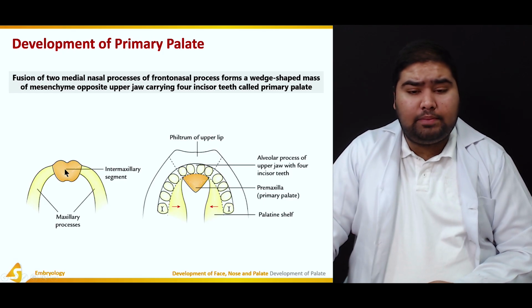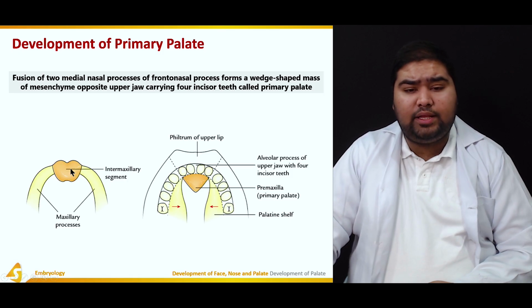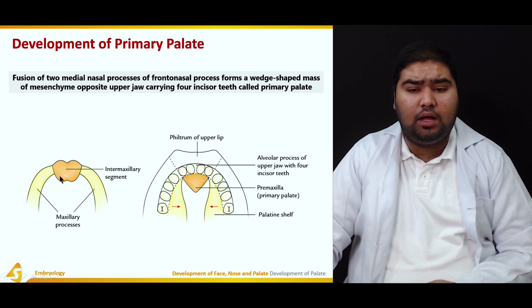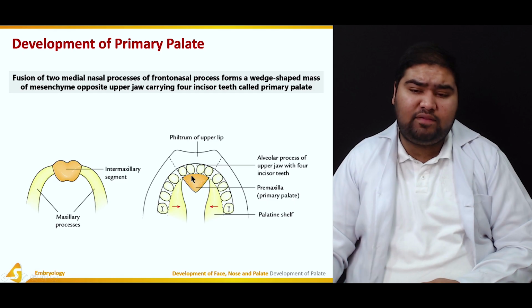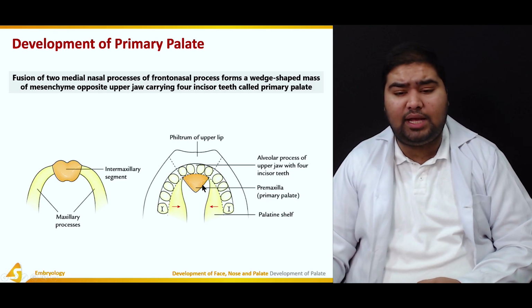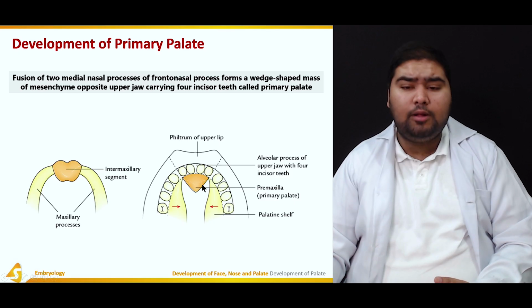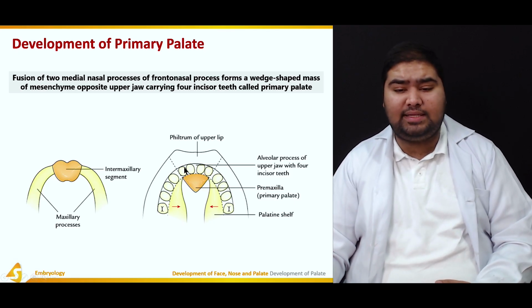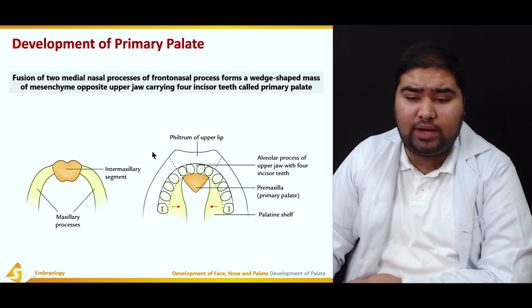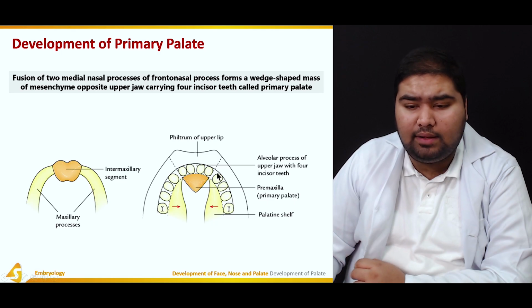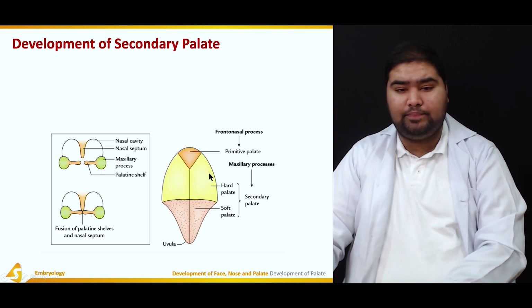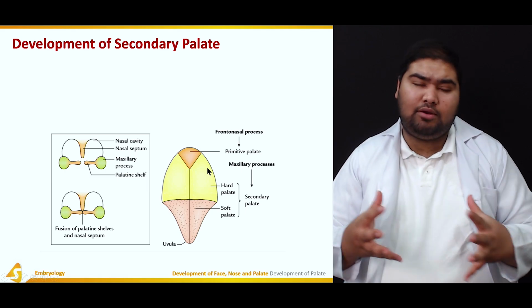So this is the intermaxillary segment that is formed by the fusion of the two medial nasal processes of the frontonasal process. They form a wedge-shaped mass. This is the wedge-shaped mass of mesenchyme, which lies opposite to the upper jaw and carries the four incisors. This area is known as the primary palate. So this is the primary palate, the premaxilla, and the area containing the upper four incisors. So how does the secondary palate develop?